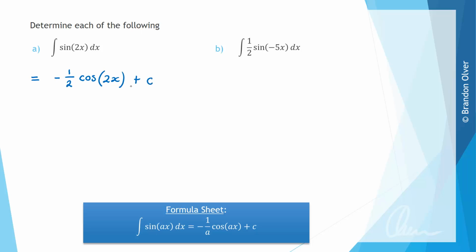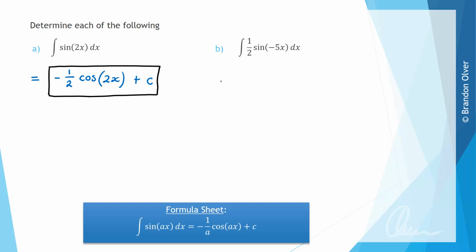And that c takes into consideration any vertical translations that would have been lost when we originally differentiate. So when we differentiate, we know constants become 0, so we have to reintroduce it when we anti-differentiate. So that is the answer to part A of this example.